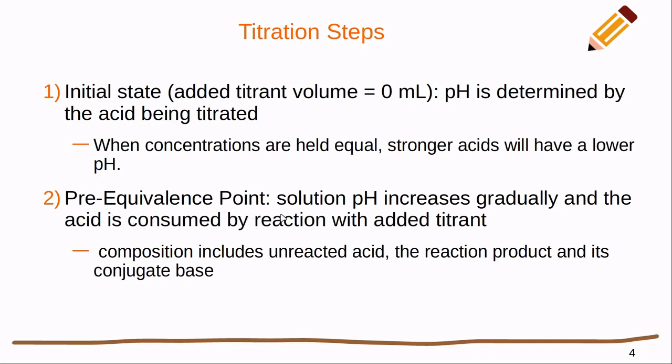Pre-equivalence point, the solution pH is going to increase gradually, and the acid is consumed by reaction with the added titrant. This is also called the buffering region, because what we're doing is setting up a buffer where we have the initial acid still there, but we're also producing, as we go along, some of the conjugate base of that acid.